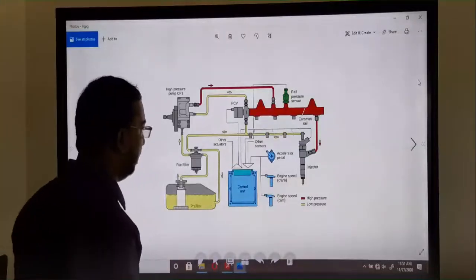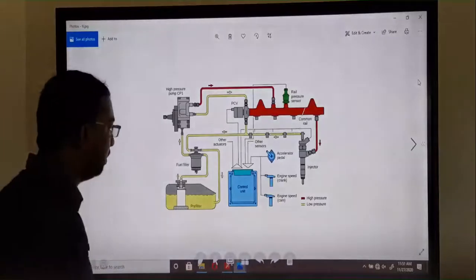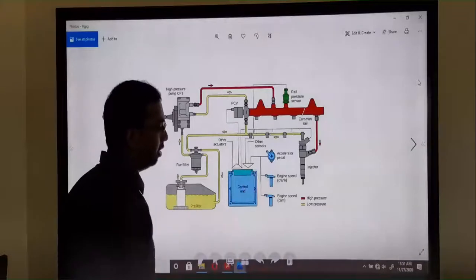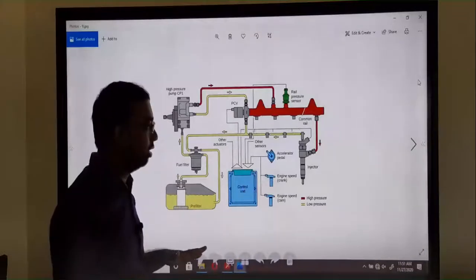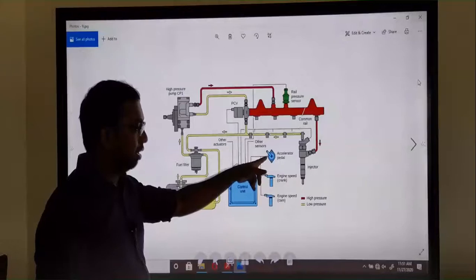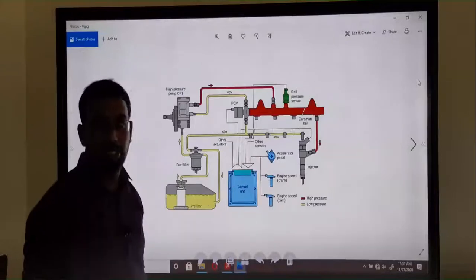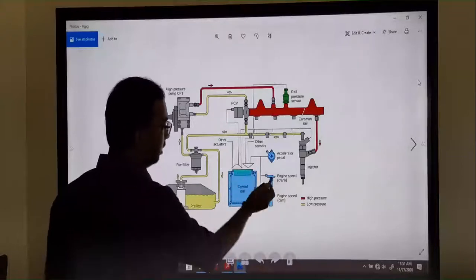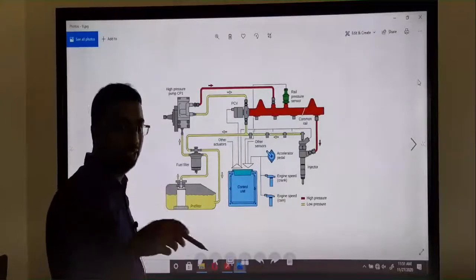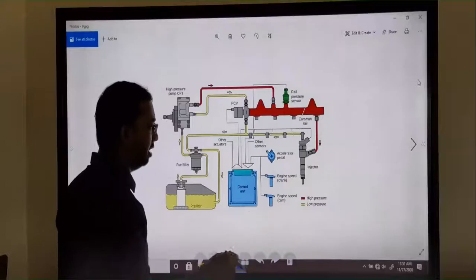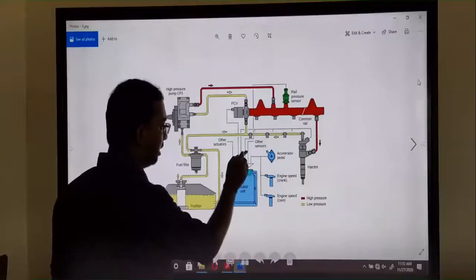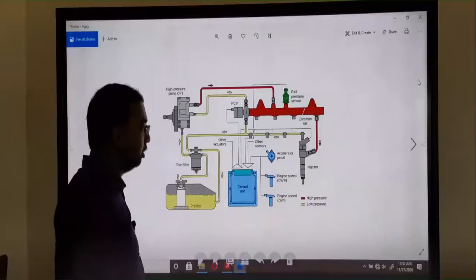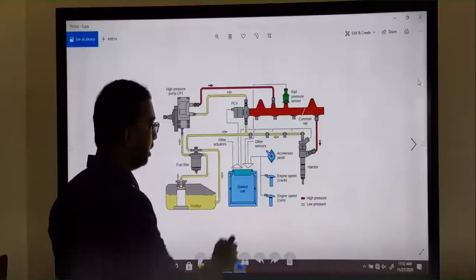Then we can see here, all the information is taken electronically. There is an accelerator pedal sensor. When we press the accelerator, this type of sensor measures how much we press the accelerator pedal. The engine crank speed sensor and all the other sensors are connected with this ECU, the engine control unit.